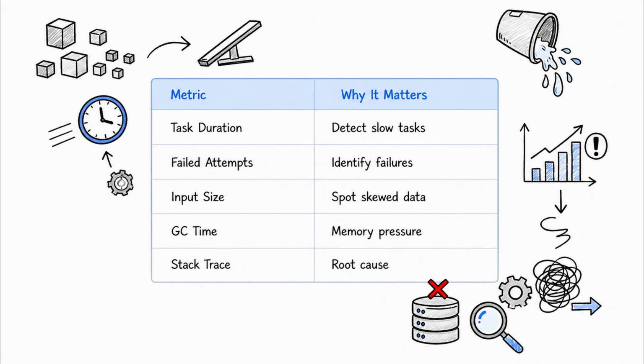Spill indicates you don't have enough executor memory, while high GC time suggests major memory pressure. Executor loss count points to infrastructure issues. And of course, the exception stack trace reveals the actual root cause. Memorizing this little cheat sheet allows you to effortlessly pivot from just diagnosing the problem to actually proving it.